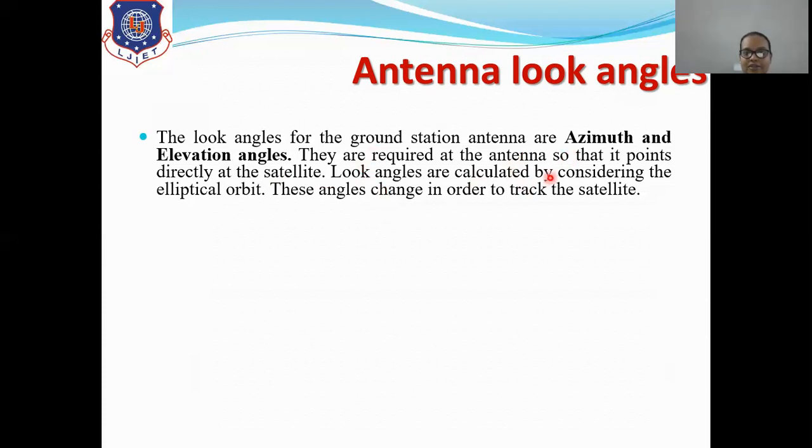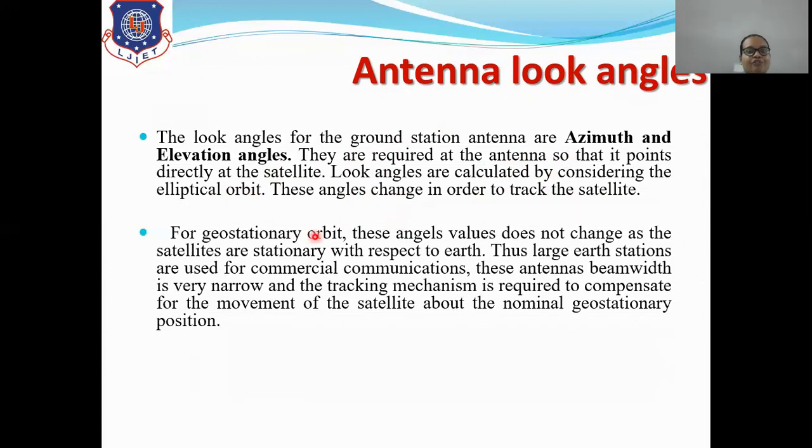Look angles are calculated by considering the elliptical orbit. These angles change in order to track the satellite. But what is the advantage of a geostationary satellite? It is not an elliptical orbit, it is a circular orbit, and the angles are fixed. So we can find out antenna look angles for the geostationary satellite. For geostationary orbit, these angle values do not change as the satellite is stationary with respect to Earth.